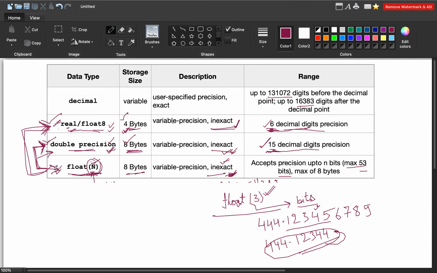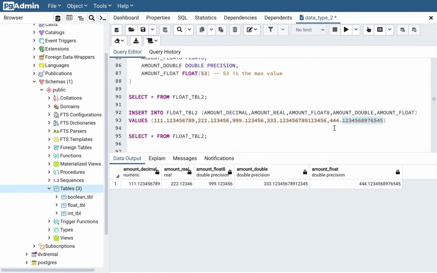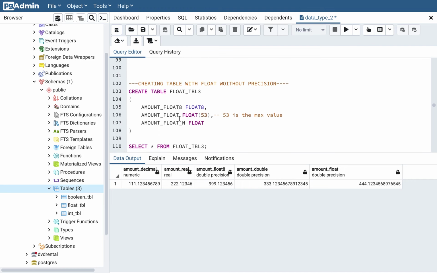this float has been converted to double precision. The moment it gets converted to double precision, the storage size increases to 8 bytes and the number of digits after the decimal increases up to 15. That is why you see here all these values are being accepted, right?